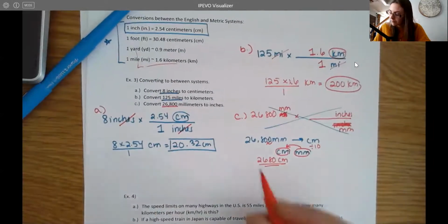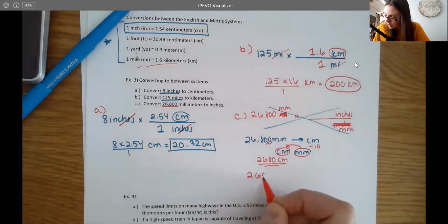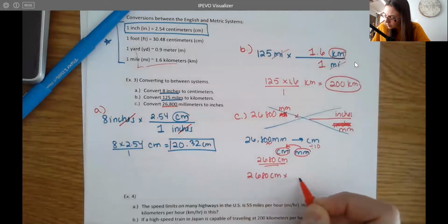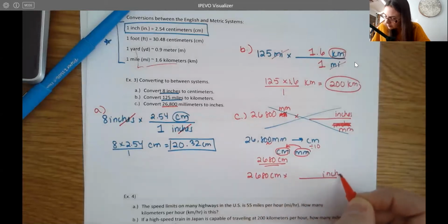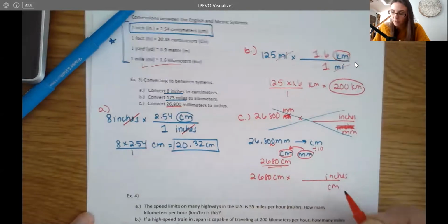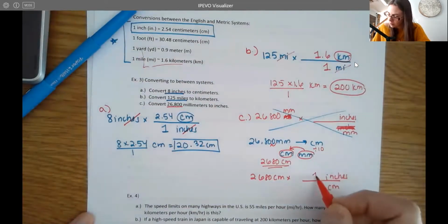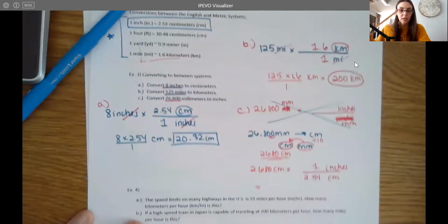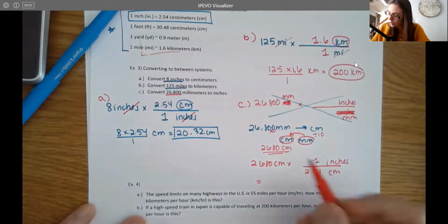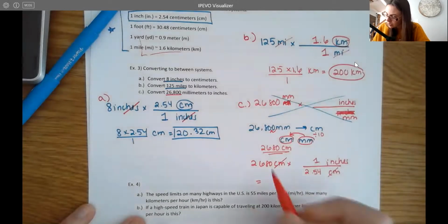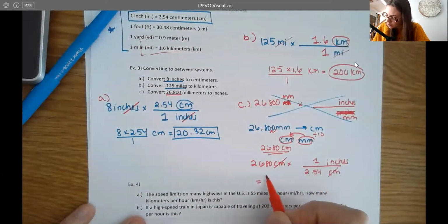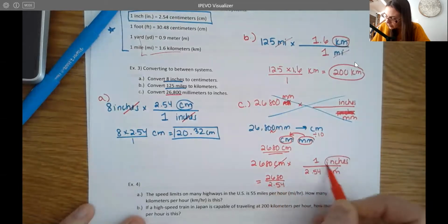So now I'm going to try again. 2,680 centimeters. And I want to go to inches. And now I have the conversion, right? I have 1 inch is 2.54 centimeters. So now I can go ahead and multiply. My centimeters are going to cancel. 2680 times 1 is just 2680 over 2.54, and I'm now in inches.